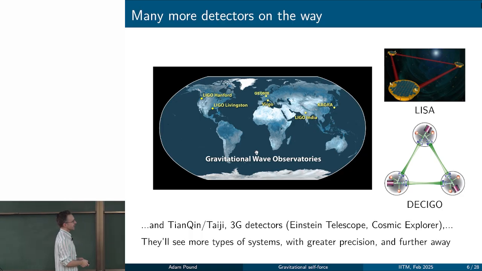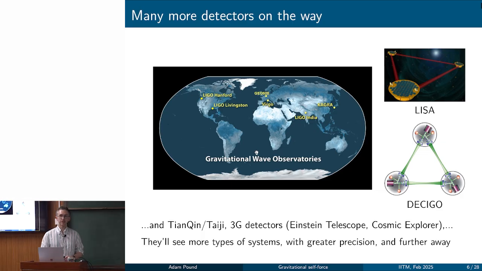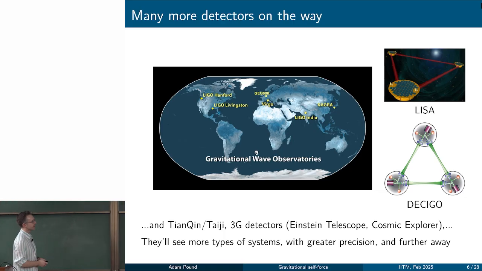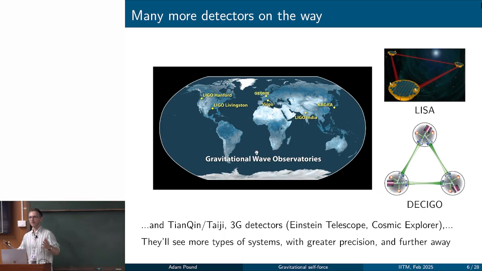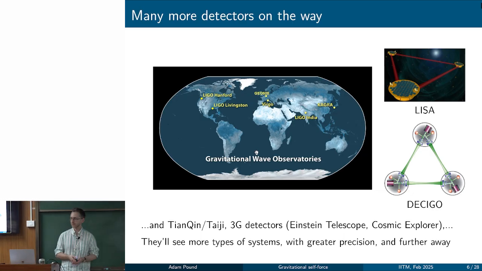But on Earth, we are going to get better detectors, what are called third generation or 3G detectors, the Einstein Telescope in Europe and Cosmic Explorer in the US. Those will probably come a little bit after LISA, maybe late 2030s or 2040. But once we have this huge array of detectors, as I mentioned, we're going to be seeing a lot more signals and a much wider variety of signals.